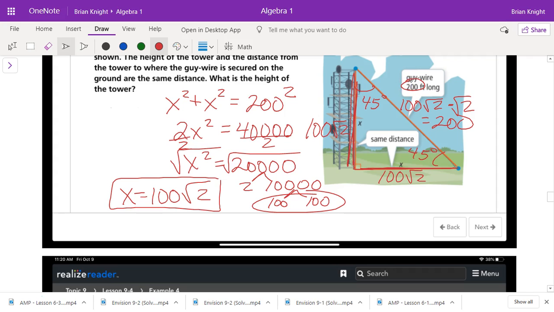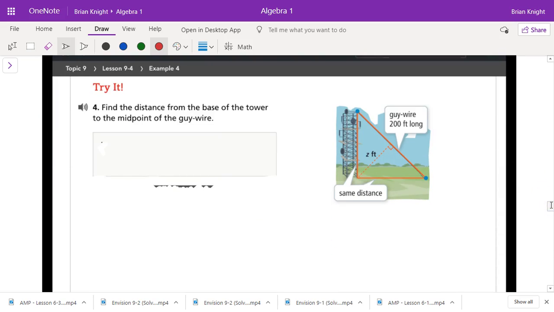Okay? So if you're on the ACT or something, I know some of you might be taking it here soon. If you're on the ACT and they have a 45, 45, 90 triangle, and you have, hey, this is 5 and this is 5, I know the hypotenuse is just going to be 5 times the square root of 2, because it always is. If it's 15 and 15, what's the hypotenuse? 15 square root of 2.